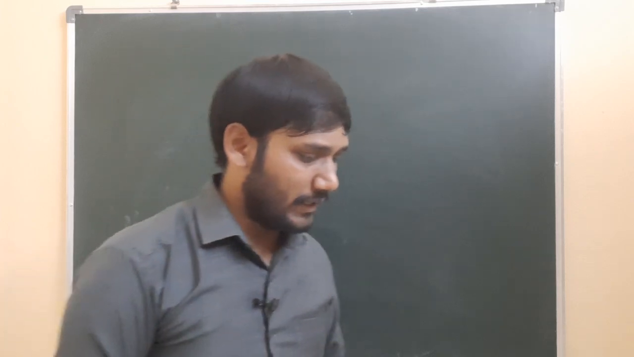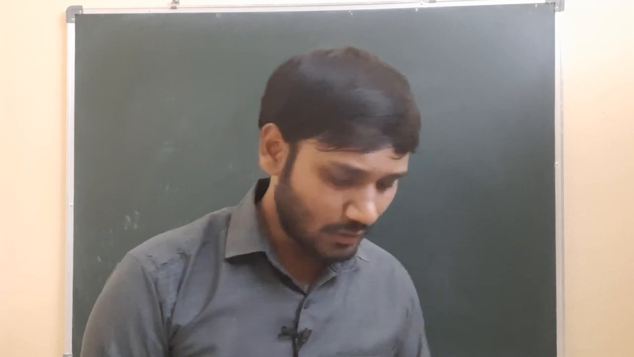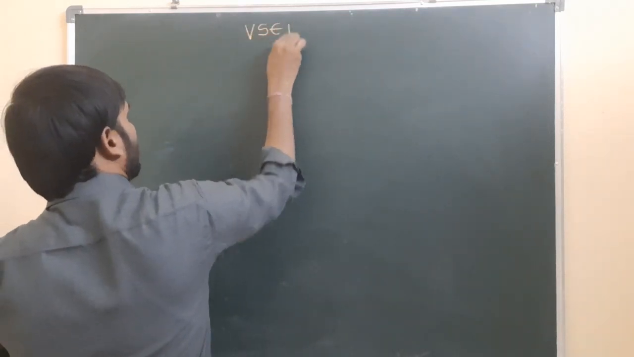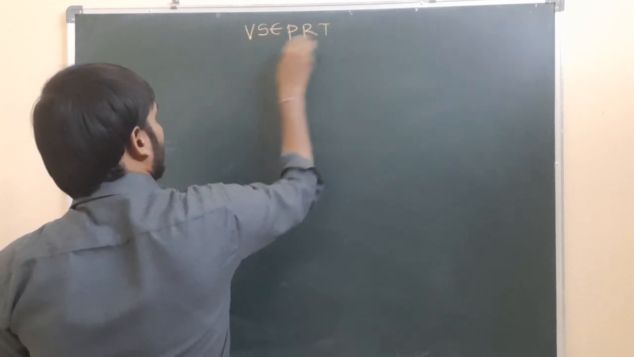Today I am going to explain the topic Valency shell electron pair repulsion theory. This topic is mainly useful to identify the shapes of the molecule, and it is very important for application type of questions in the competitive exams. So now we are going to discuss the topic Valency shell electron pair repulsion theory.